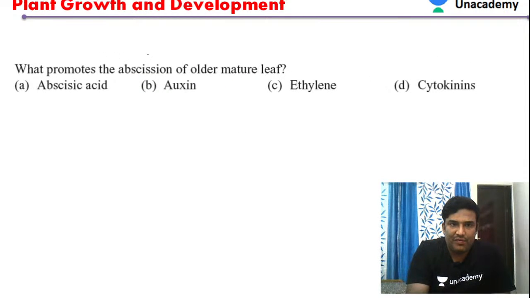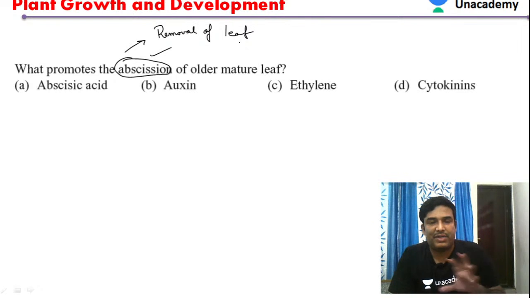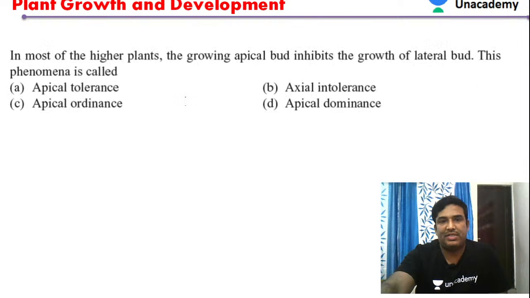Next question. Which promotes abscission? What is the meaning of the term abscission? Abscission means removal, the removal of older mature leaves. When this particular hormone is applied, the old mature leaves fall from the plant. Which hormone plays a role in the removal of these older mature leaves? No doubt it is auxin.